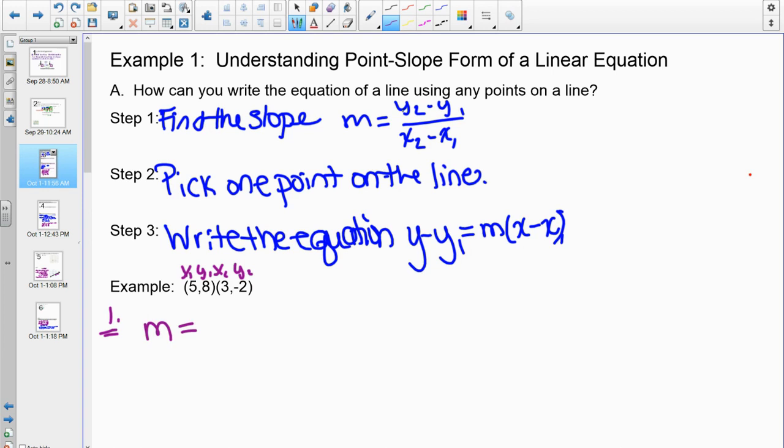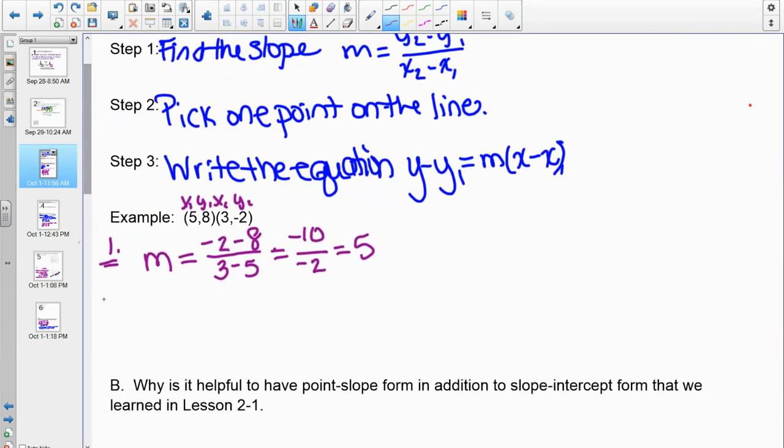So m equals, my y2 is -2 minus my y1 which is 8. And I'm going to put that over x2, which was 3, minus x1, which was 5. So -2 minus 8 is -10. 3 minus 5 is -2. -10 divided by -2 is 5. So my slope that I'm going to use here in a second is 5.